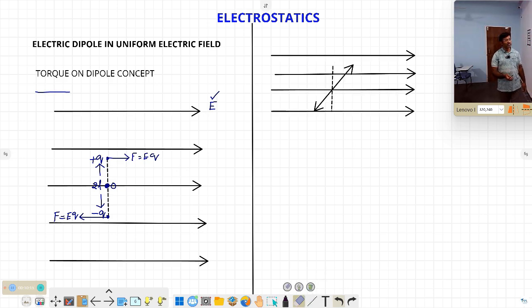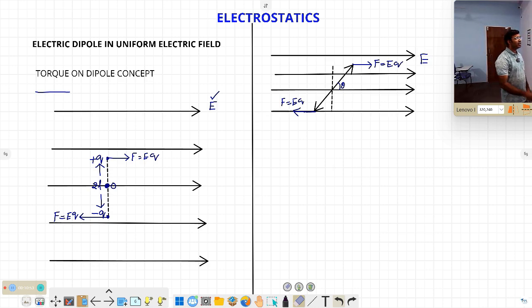Now if the dipole is placed in the uniform electric field, you know that it is not stable. As we already discussed, this is the direction where it experiences the force F equal to EQ, and this is the direction where it experiences a force F equal to EQ on the negative charge. This is the actual position, but due to the uniform electric field, this dipole is trying to rotate in the direction of the electric field. When it is rotated, it makes a certain angle with respect to the field, which you take as theta.